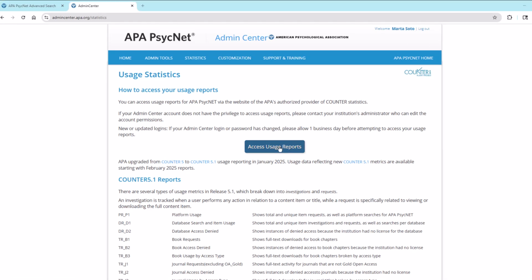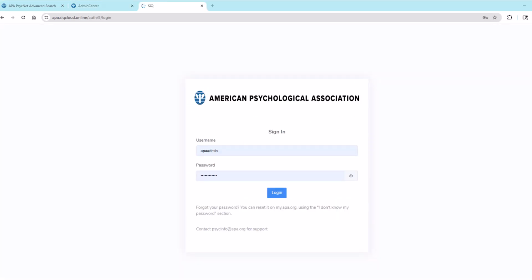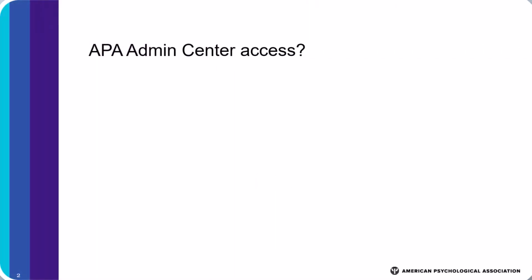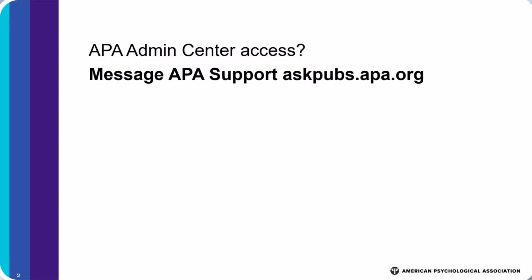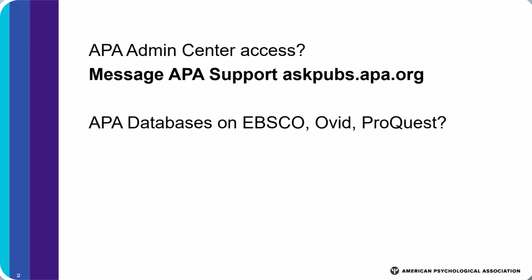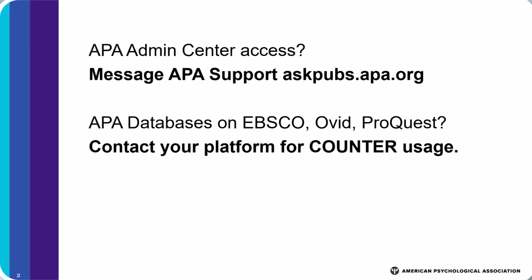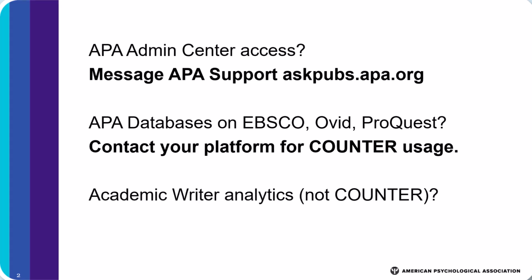A few points to keep in mind about usage statistics access before we talk about the new SIQ platform features. If you believe you should have access to this APA Admin Center, please contact our support team at askpubs.apa.org. If you subscribe to APA databases on the EBSCO, Ovid, or ProQuest platform, contact that platform to access your COUNTER usage stats. Academic Writer offers analytics that are different from COUNTER reports within its own separate Academic Writer Admin Center.